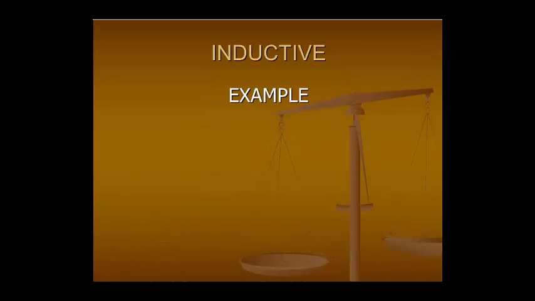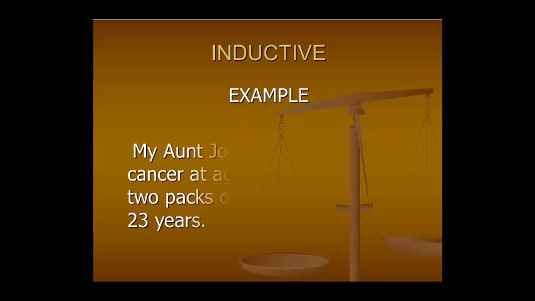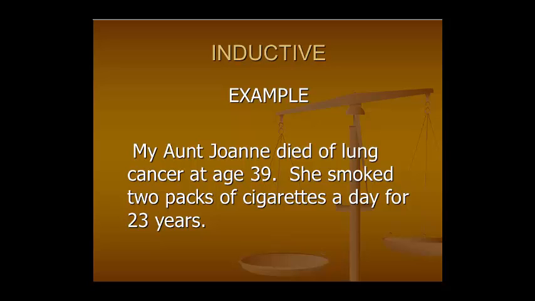All right, so first of all, let's talk about arguing by example. The first type of inductive argument is example. I'm going to give you a few arguments as I'm going through this and explain how they work and whether or not this is a good example. First of all, my Aunt Joanne died of lung cancer at age 39. She smoked 2 packs of cigarettes a day for 23 years. So what we have here is a particular person, particular actions that she did, and an end result.